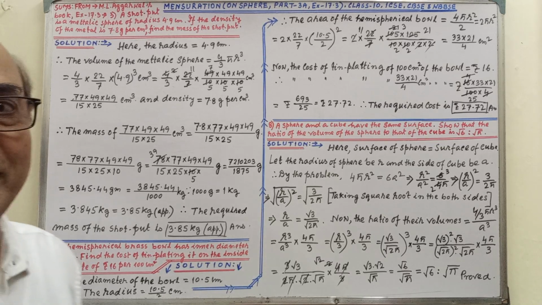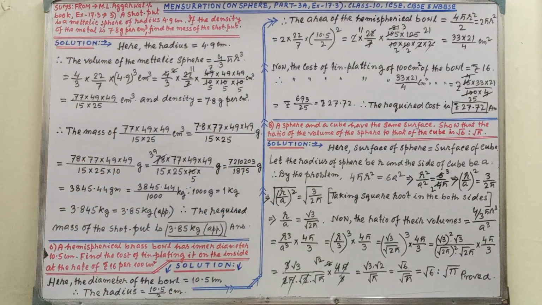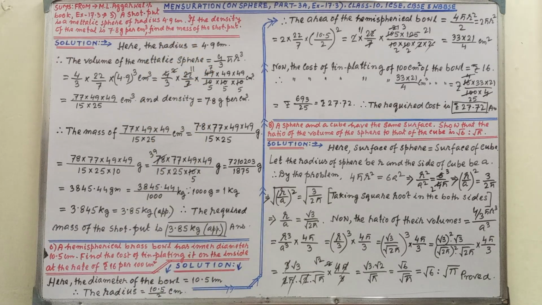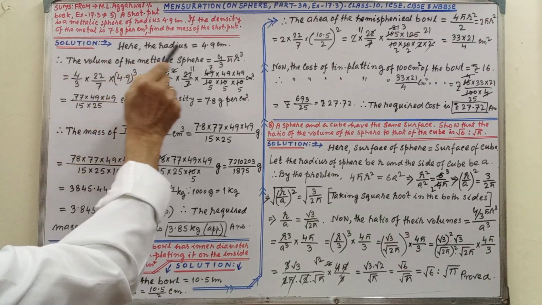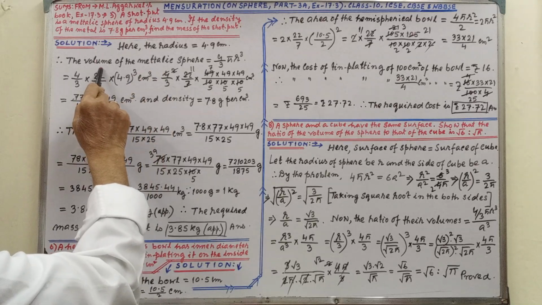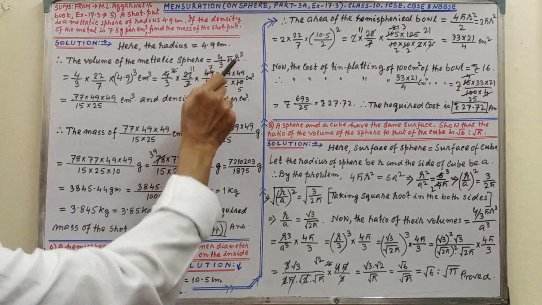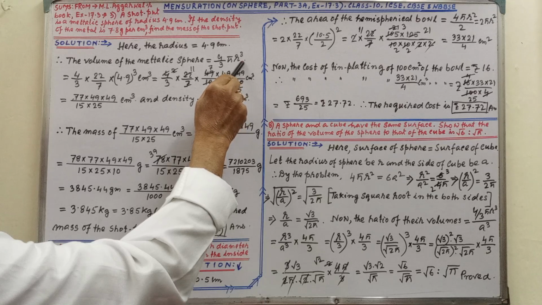Now please pay your attention on the board. Sums given from Emil Agarwal's book, exercise 17.3, sum number 3. Sum you will get in your book and here also it is written clearly. Now pay your attention on the solution. Here the radius is 4.9 centimeter. We have to find out the volume of the metallic sphere. Volume of the sphere is 4 by 3 pi r cube. This is the formula you will get in video part 3.